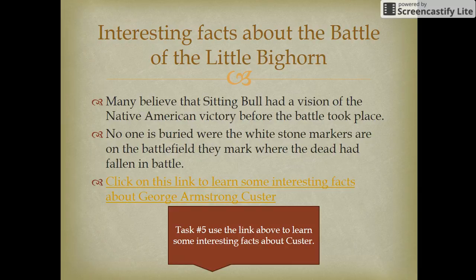Some interesting facts about the Battle of the Little Bighorn. At the top it says many believe that Sitting Bull had a vision of the Native American victory before the battle even took place. If you click on the link and complete task number 5, it asks you to use the link above to learn some interesting facts about Custer.